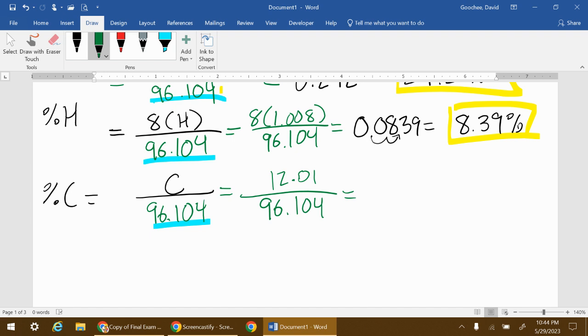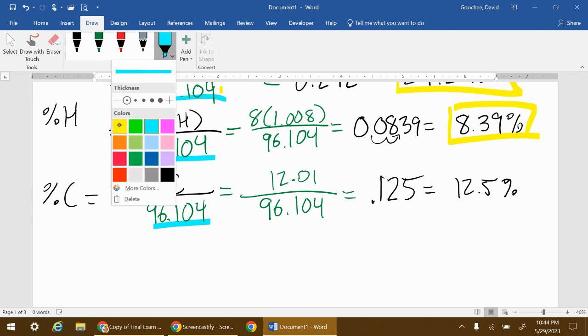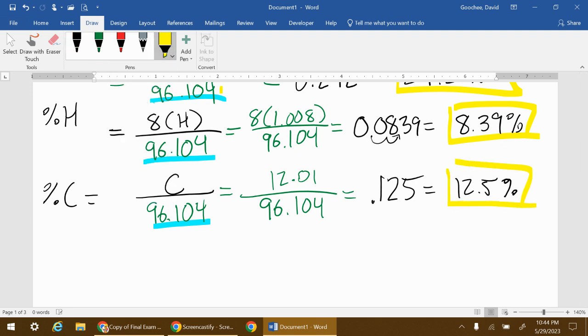12.01 divided by 96.104. And I got, let's see here, 0.125, which is equal to 12.5%. So this is 12.5% carbon.